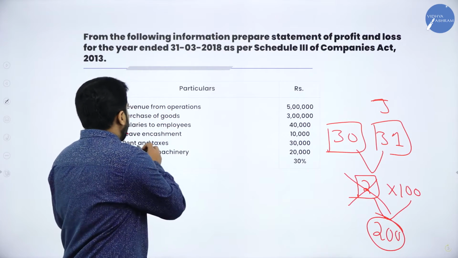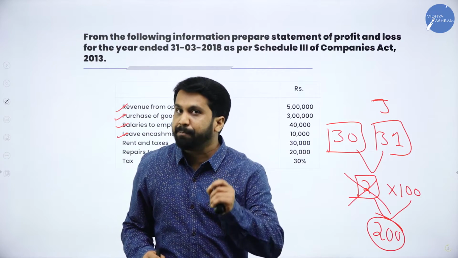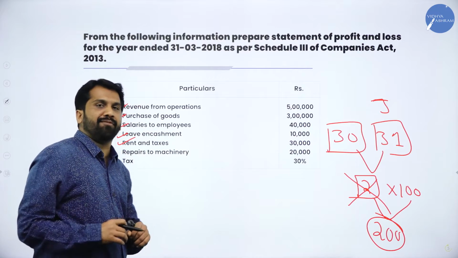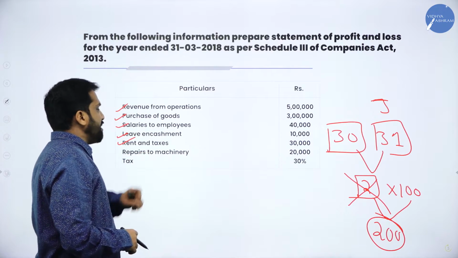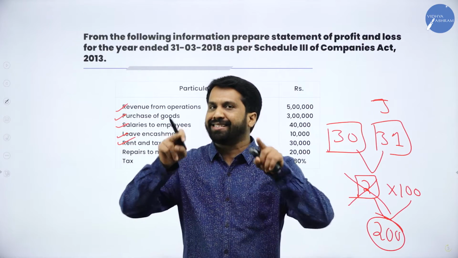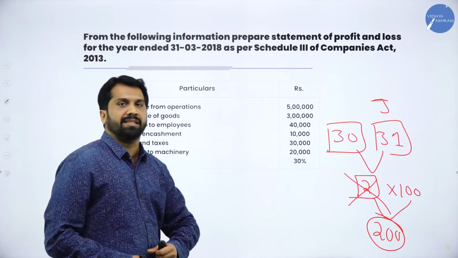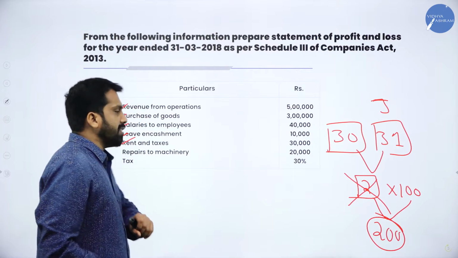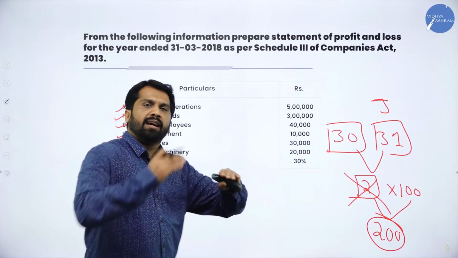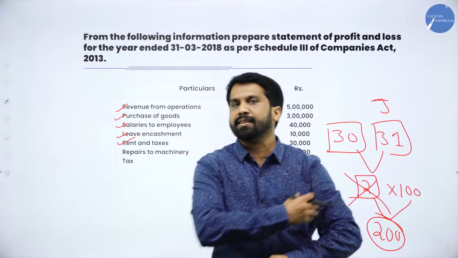Now, leave encashment is given to whom? Obviously, it is given to employees. So it comes under employee benefits. Now, repairs to machinery. There is no separate title for repairs to machinery. That's why it goes under other expenses. And the last one is tax. The tax percentage they have given is 30%. At the end, after getting profit, we calculate tax.